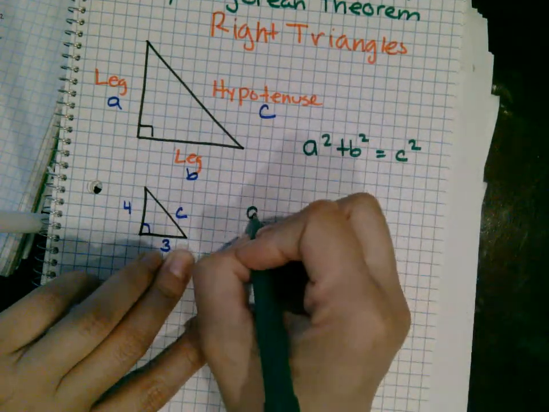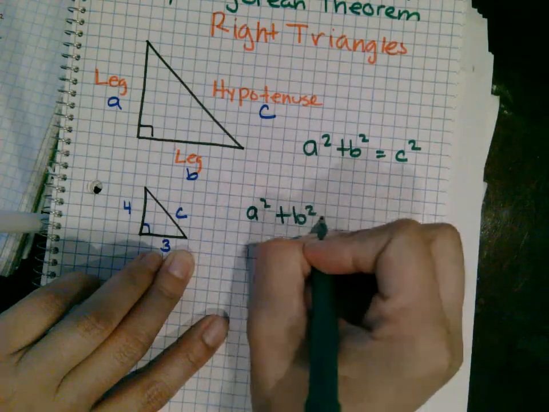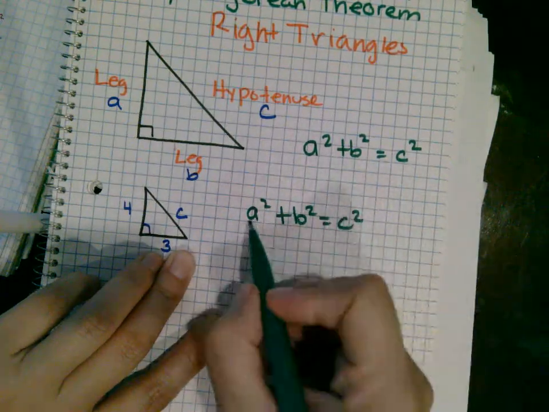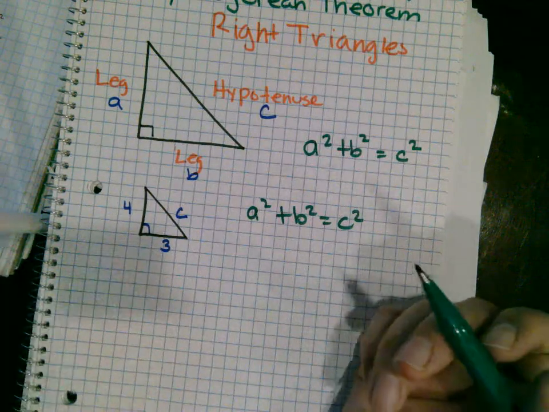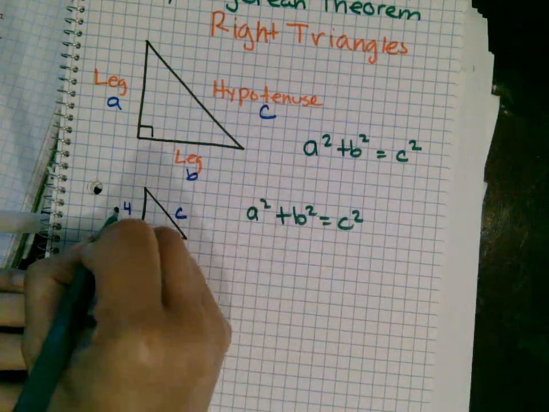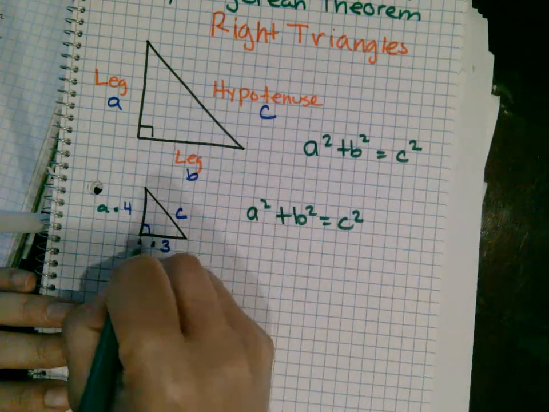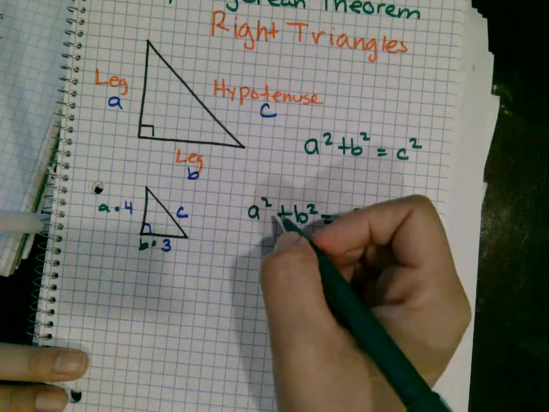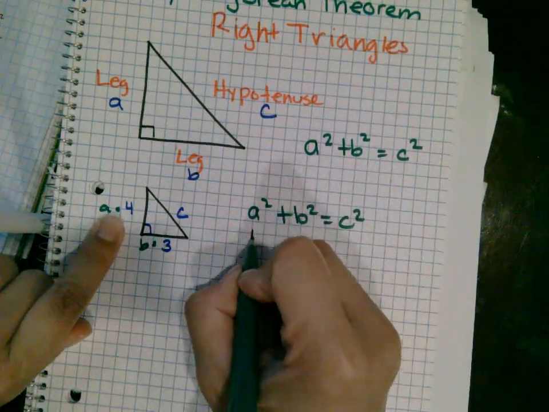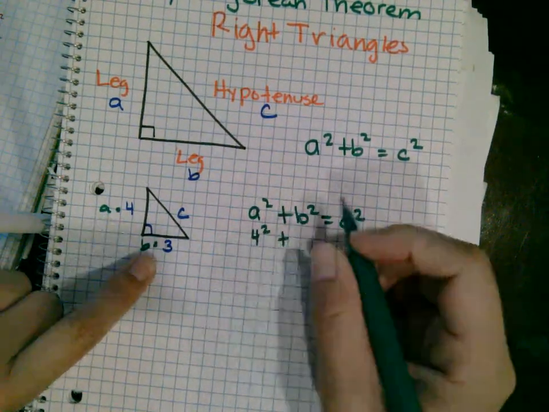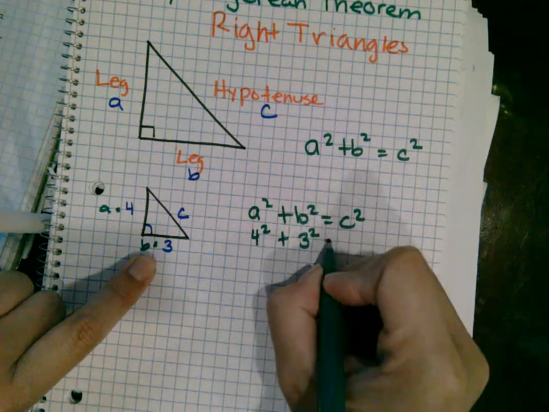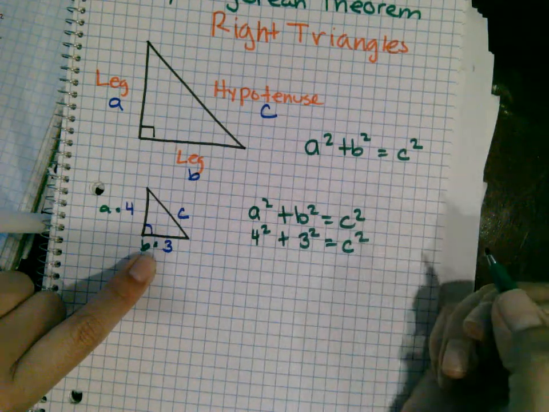So we're going to do a squared plus b squared equals c squared. What is a? Now a could be 4 or 3. It doesn't really matter which one you call it. Let's just call a 4 and b 3. So we're going to plug them in. So a squared is 4 squared, plus b squared is 3 squared, is equal to c squared.